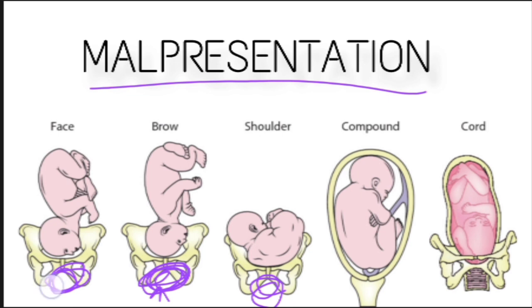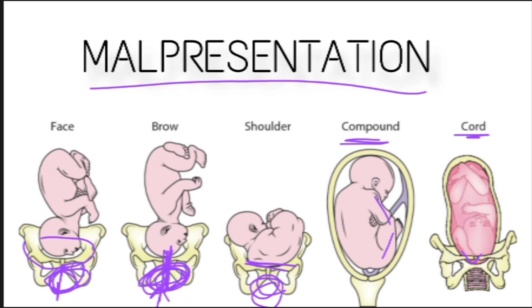For example, if the baby's face is visible, that is face presentation. If the baby's forehead and brow are visible, that is brow presentation. If the baby's shoulder and hand are visible, that is shoulder presentation. Compound is nothing but extremities, either leg or hand. Sometimes even the hand alone is considered compound presentation. And cord is nothing but the umbilical cord. If the cord is coming first, that is cord presentation.